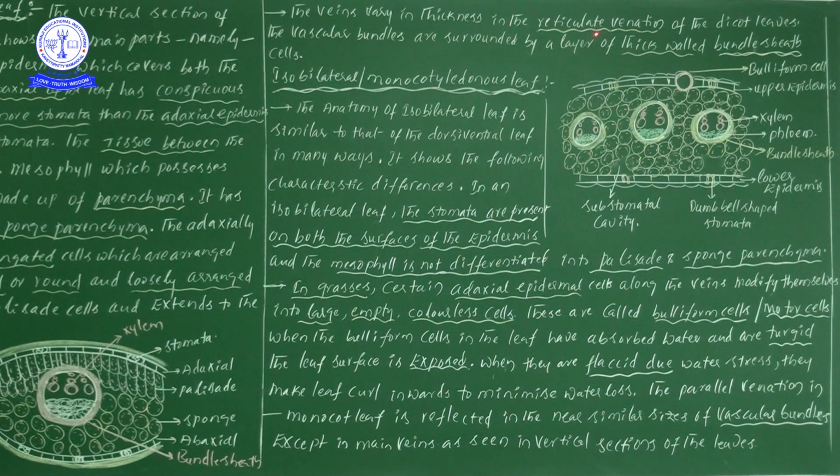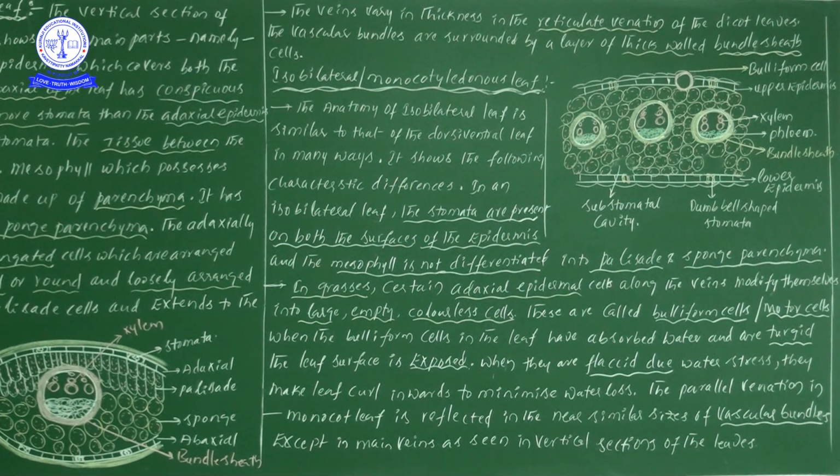Why did the author mention reticulate venation here? Because we are discussing the dicot leaf. Next one, see here: vascular bundles are surrounded by a layer of thick-walled bundle sheath cells. One more time, vascular bundles are surrounded by a layer of thick-walled bundle sheath cells. All these vascular bundles are covered by bundle sheath cells.